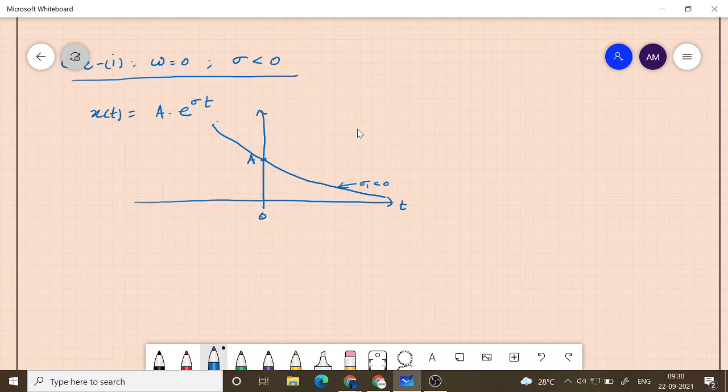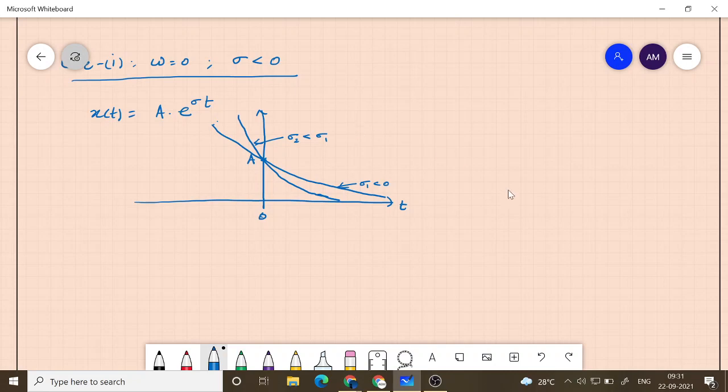Now let me plot for another value, sigma 2, where sigma 2 is more negative than sigma 1. In that case, the function will decay quickly in comparison with sigma 1, and it also rises quickly to the left side. So this one is for sigma 2, which is less than sigma 1. This is the kind of plot that we will get.